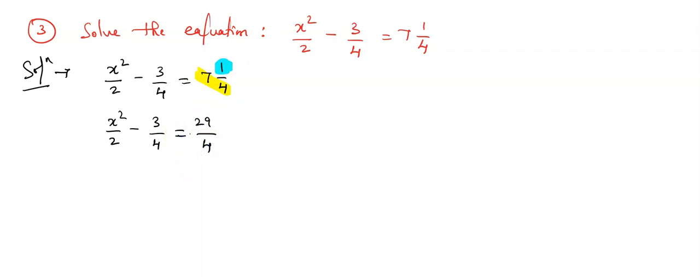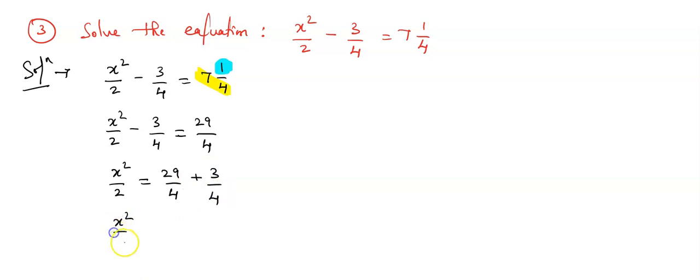This is called a mixed fraction. If not, first you write 4 as it is. 4 7s are 28. 28 plus 1 is 29, so 29 by 4. We want x, so keep the x term as it is and shift the rest of the terms to the other side. So x square by 2 I am keeping as it is, equal to 29 by 4. Minus 3 by 4 comes this side, it becomes plus 3 by 4.